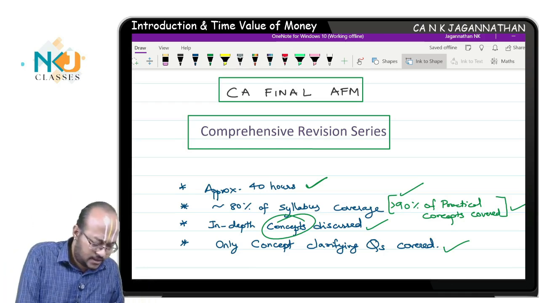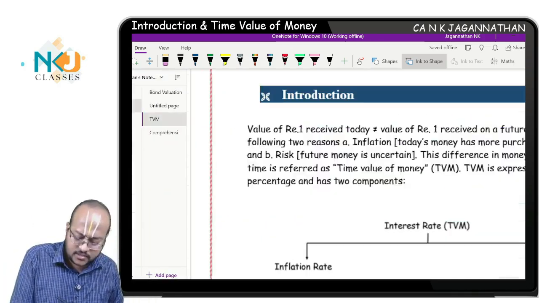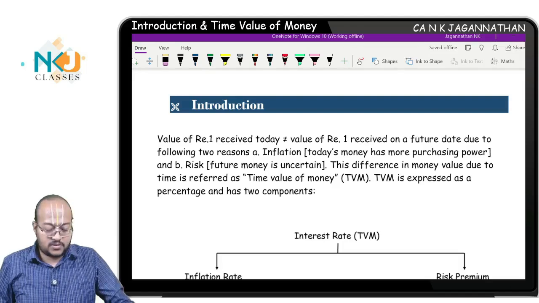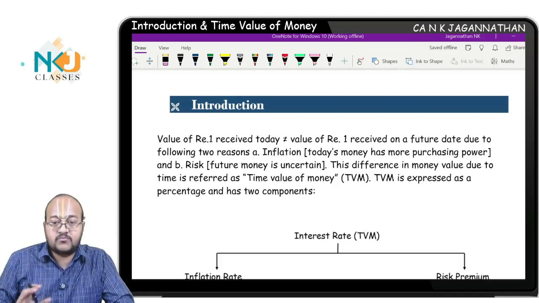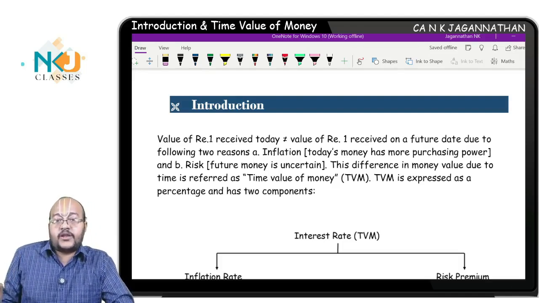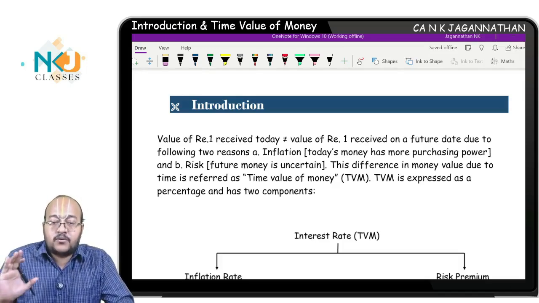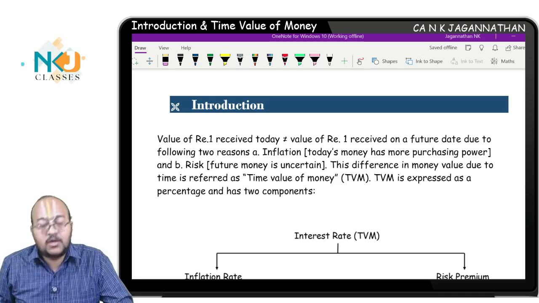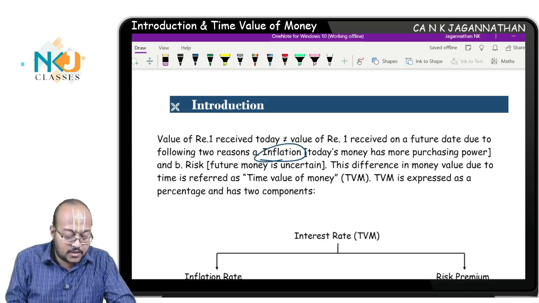So let's get started. We'll move on to the first area, that is time value of money. What is time value of money? Very simple. Today's money is more valuable than tomorrow's money. Why is it so? Because of two reasons. One is inflation, the other is risk.